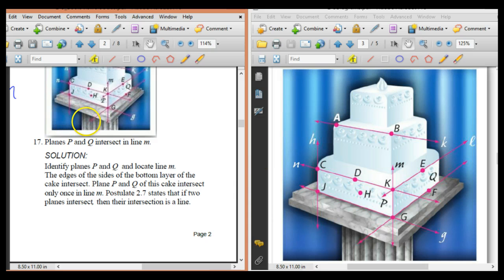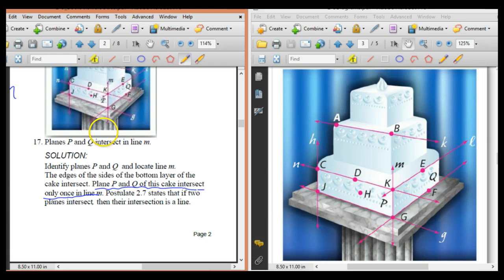The edges of the sides of the bottom layer of the cake intersect. Plane P and Q of this cake intersect only once in line M. So that would be the first part, explaining how the illustration, or the picture, how the picture illustrates that this statement is true.